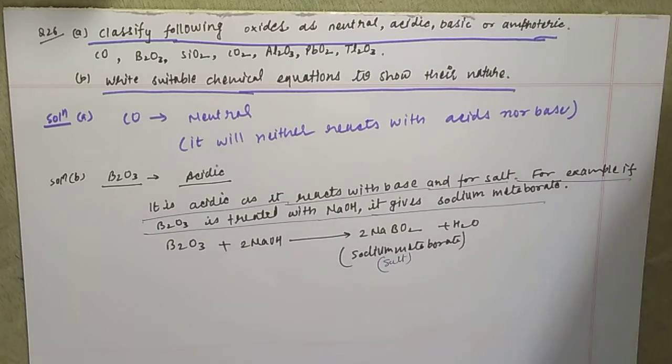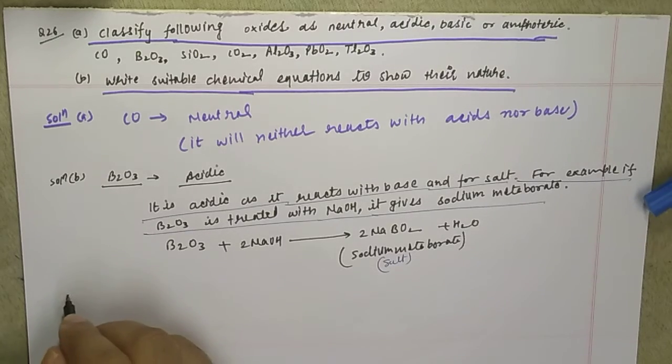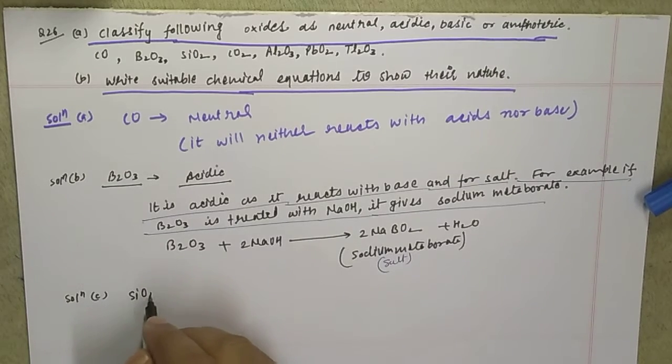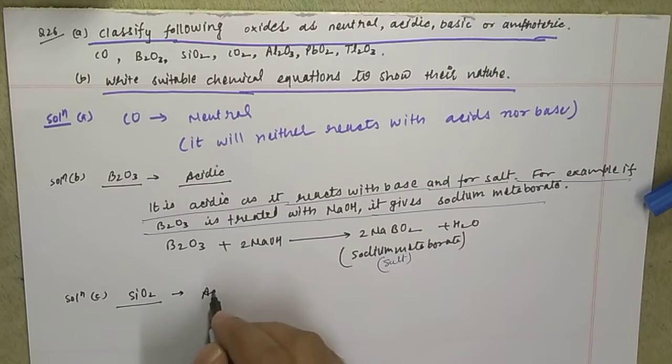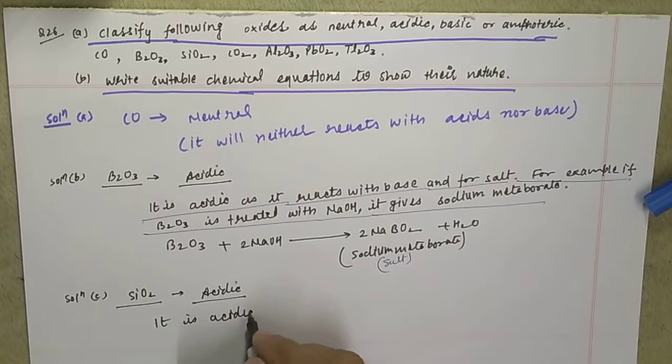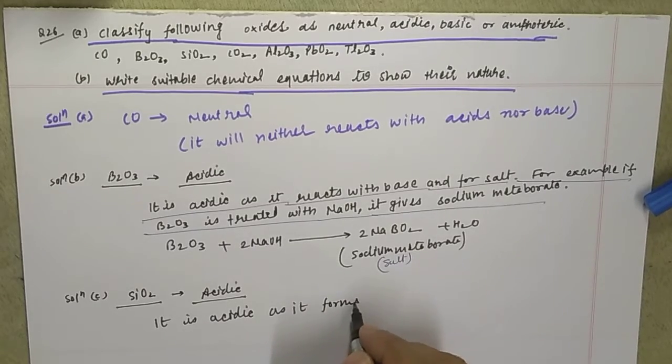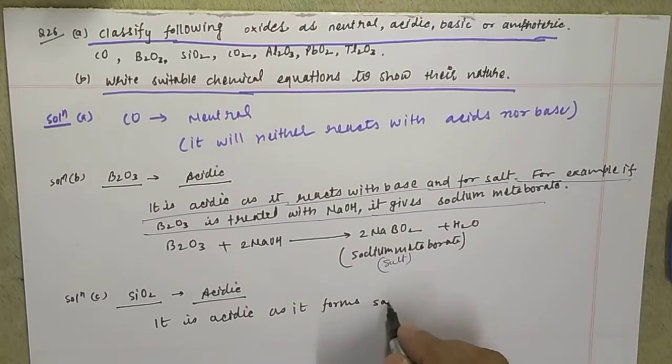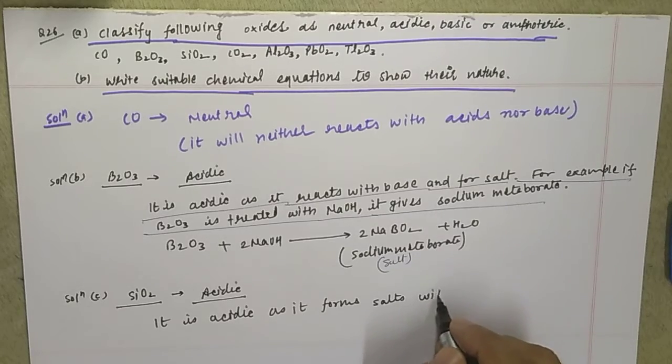Now let us see solution number C, which is SiO2. SiO2 is also acidic. How is it acidic? It is acidic as it forms salts with base.